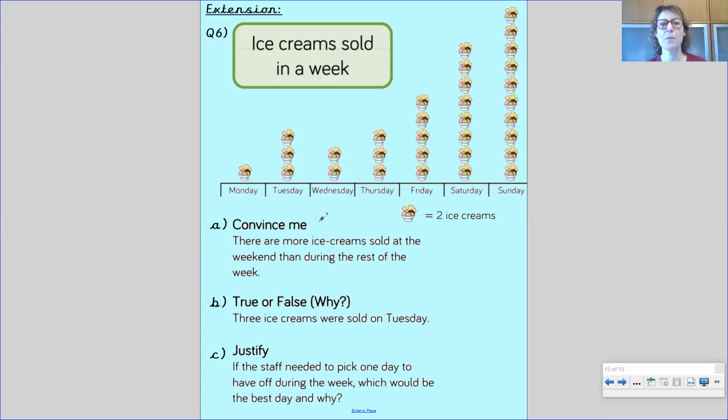If someone working at this ice cream shop needed to take a day off, what would be a good day for them to take off? Why? Which would be the best day for them to take off? So this is really an interesting, thought-provoking question.